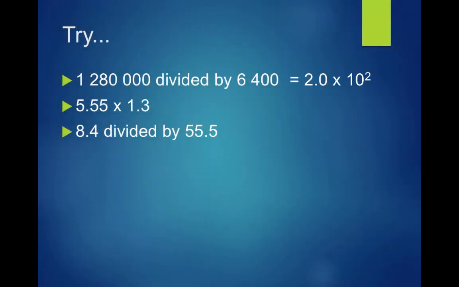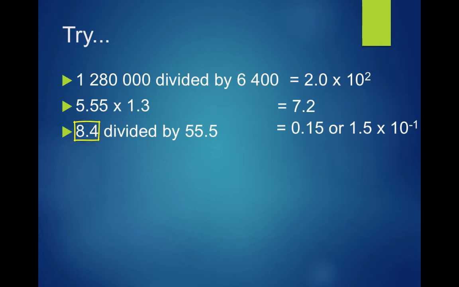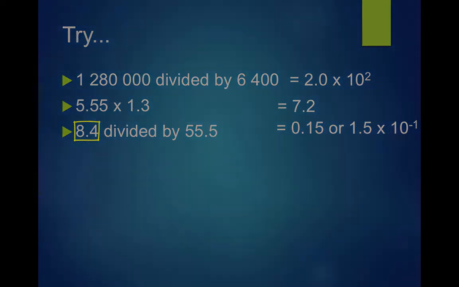2.0 times 10 to the 2. 6,400 has 2 sig figs, so we must round to 2 sig figs. 7.2. 1.3 has the least sig figs of 2, so we must round to 2 sig figs, 7.2. 0.15, or 1.5 times 10 to the negative 1. 8.4 has the least number of sig figs, so we must round to 2 sig figs.